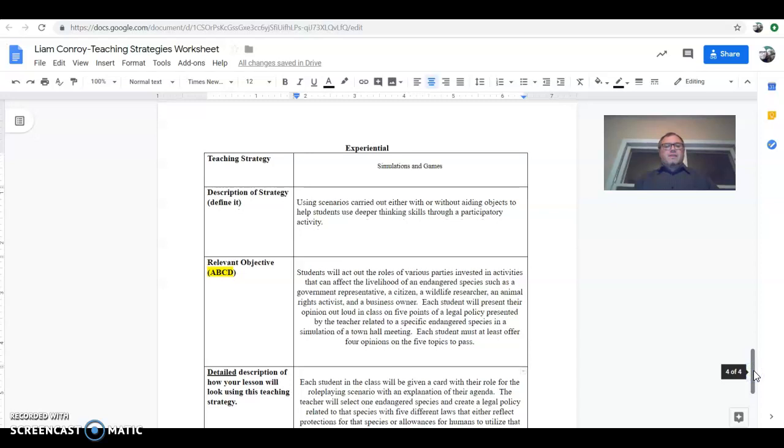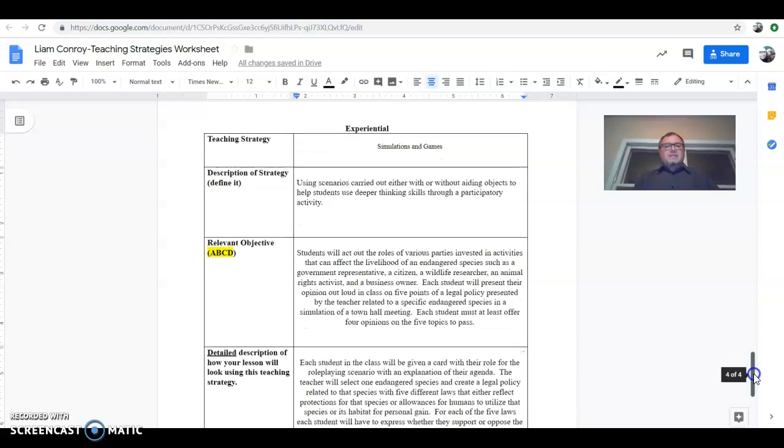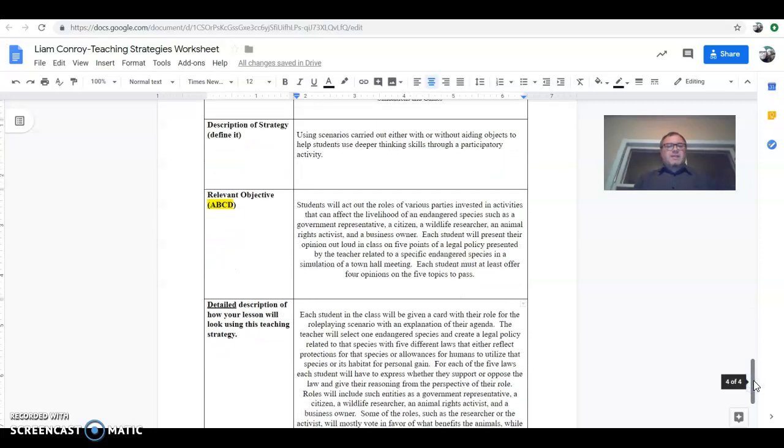And then finally, for the experiential strategy, I picked the category simulations and games. This is also kind of a variation of one that I've gotten to do before. That was something that we did to build off the IUCN unit, which is a role play activity. In the case that I've done it before, we picked one of the species that was from the IUCN activity, but really a teacher could pick any particular species that has multiple facets to it as far as people's perspectives on it.